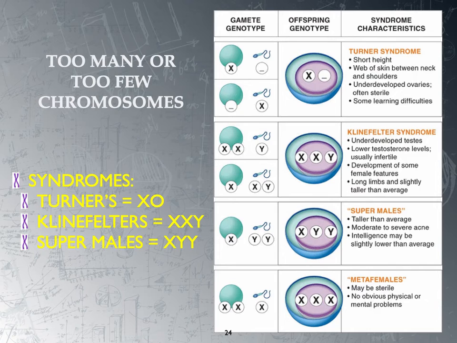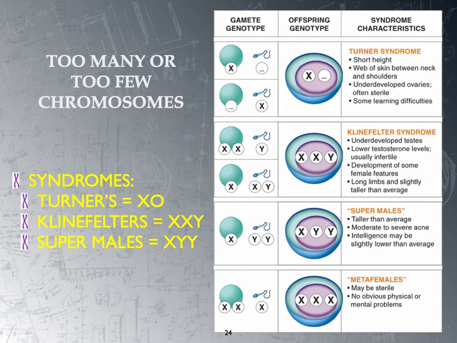Klinefelter syndrome is XXY, which is where a male gets an extra X. These symptoms can occur: underdeveloped testes, lower testosterone levels, usually infertile, meaning can't produce viable sperm to have children of their own. Might have development of some minor secondary female features, and long limbs and slightly taller than average.